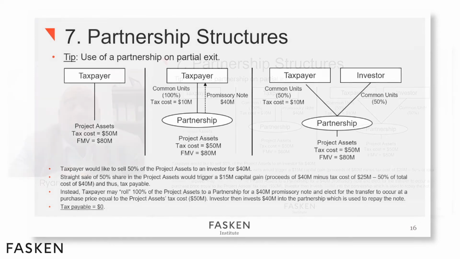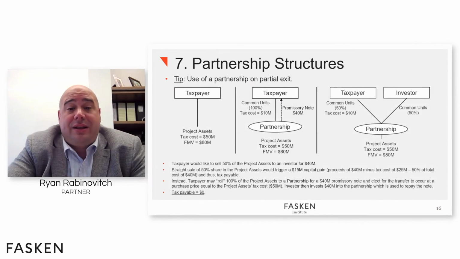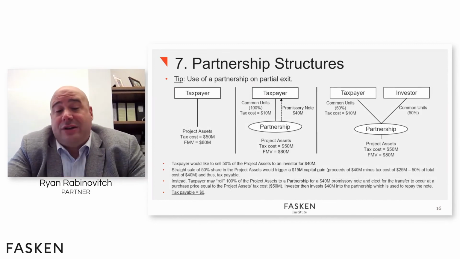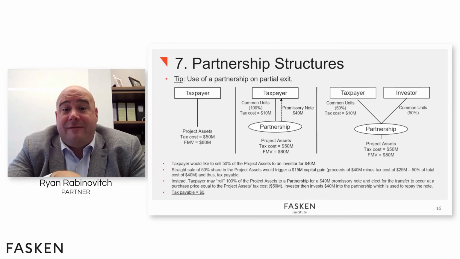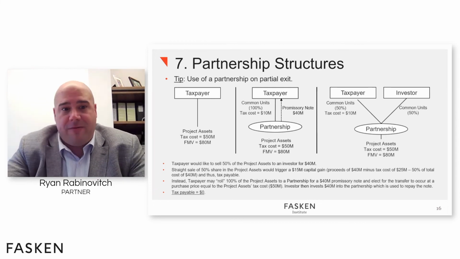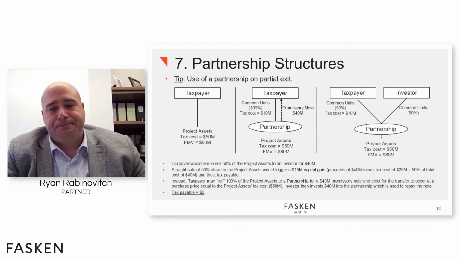So turning a project that's held directly into a partnership, as opposed to a joint venture, for example, is a way of using a partnership to avoid paying tax on a transaction like that. You could pay zero, in fact, in this example.